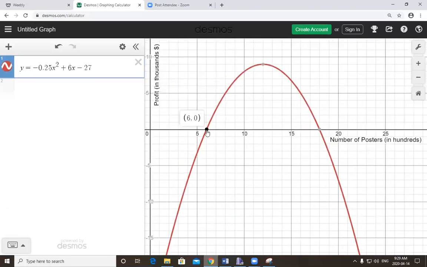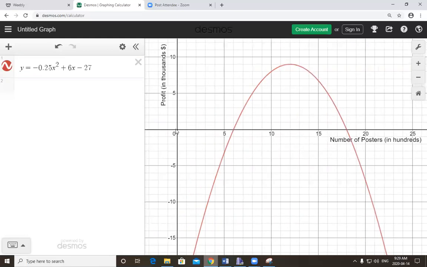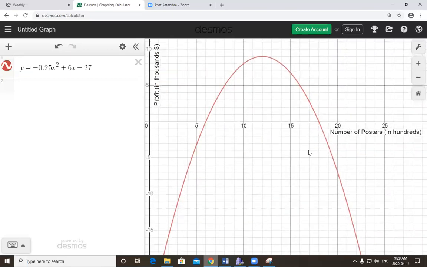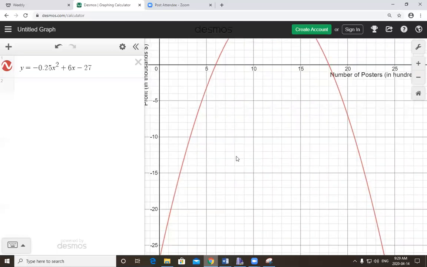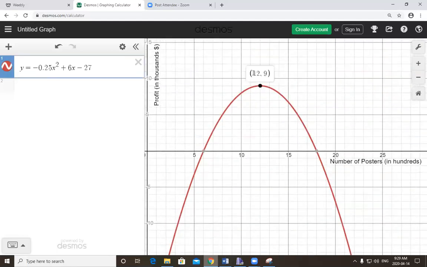However, for the domain, you're not going to sell negative posters. Okay, so x will be greater than 0. And we probably wouldn't go infinite, okay? You're not going to sell an infinite number of posters. So we do want to keep it in context. So we could essentially go to the second x-intercept, because on this model, why would you sell anything more than 1,800 posters? Because now you're going to lose money. So it would make sense then that the domain goes from 0 to 18, and the range goes from negative 27 up to 9.